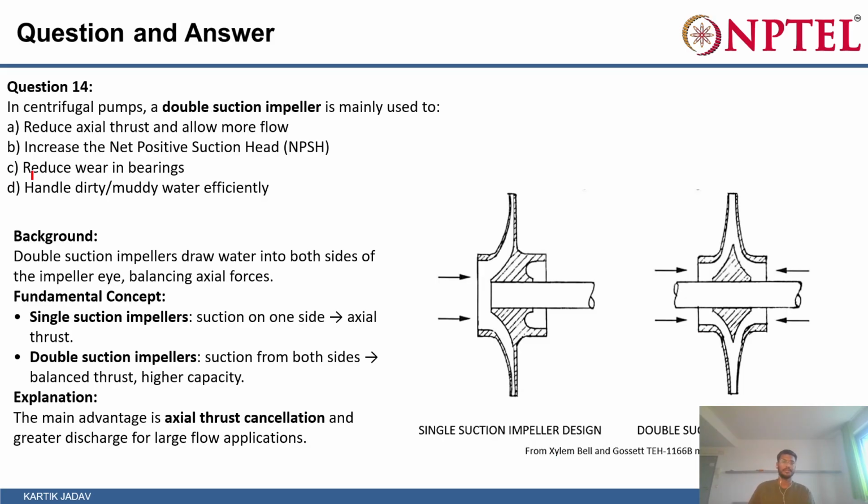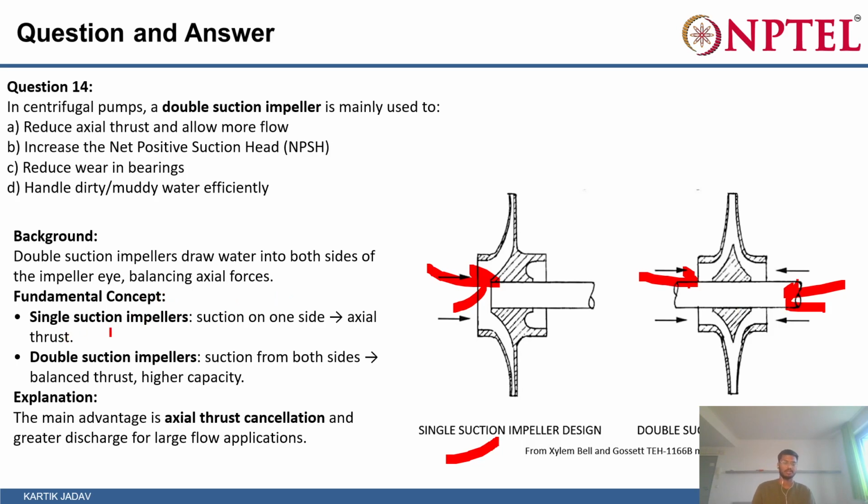Next question: in a centrifugal pump, double suction impeller is mainly used to. So double suction impeller draws the water into both sides, right? You can see single suction impeller design and double suction impeller design. In single, water is coming from only one side, while in double suction impellers, water is coming from both sides of the eye of the impeller, and it's balancing the axial forces.